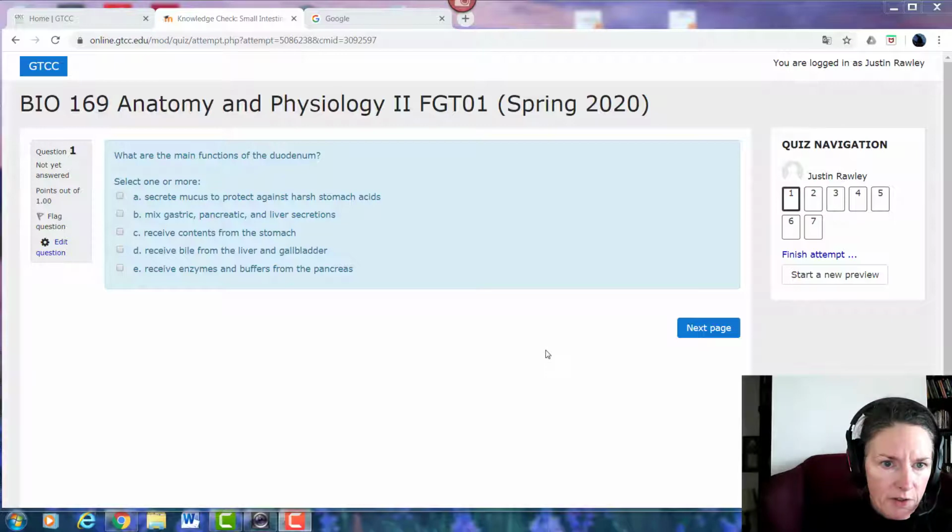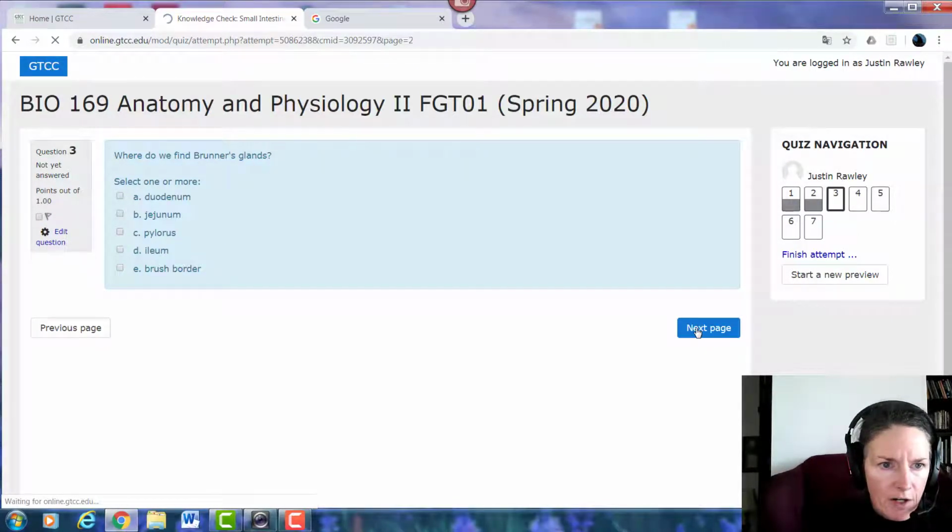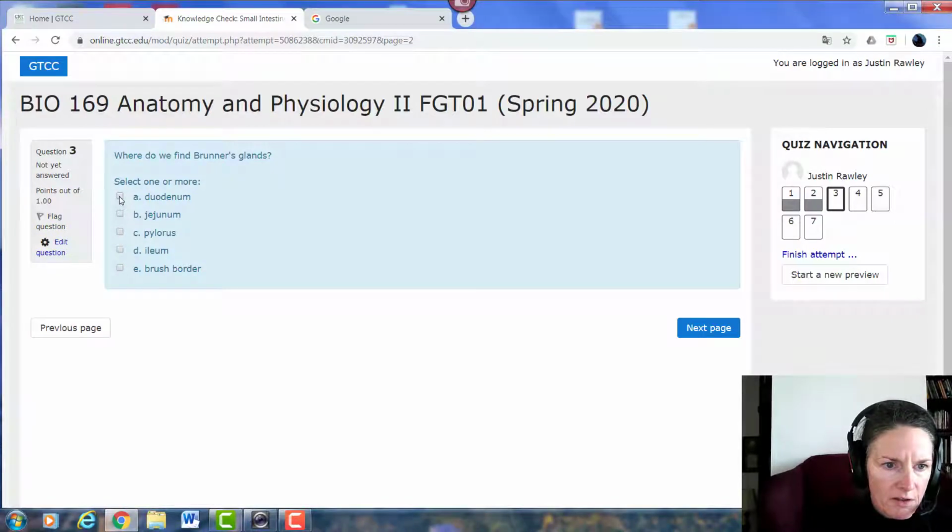Now moving on to the next quiz, the small intestine quiz. What are the main functions of the duodenum? Well, secrete mucus to protect against harsh stomach acids, mix gastric, pancreatic, and liver secretions, receive contents from the stomach, receive bile from the liver and the gallbladder, yeah, receive enzymes and buffers from the pancreas. That all looked pretty correct. Where do we find mucus glands, epithelial cells, and enteroendocrine cells? In the crypts of Lieberkühn. These are the intestinal pits. All right. Where do we find Brunner's glands? Only in the duodenum.